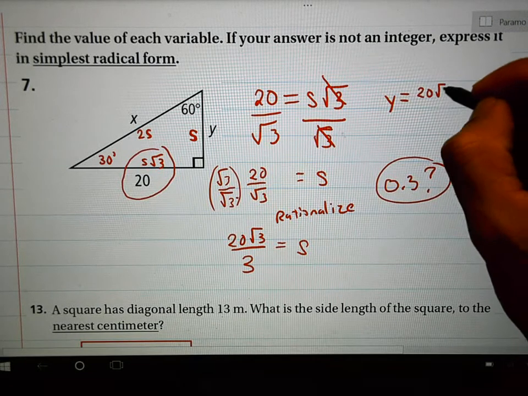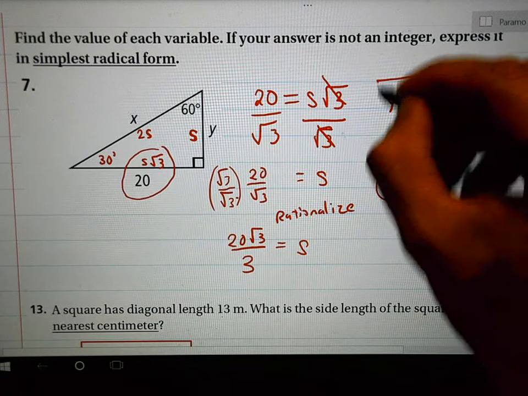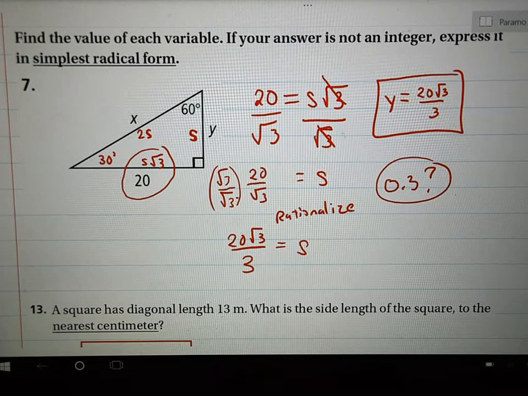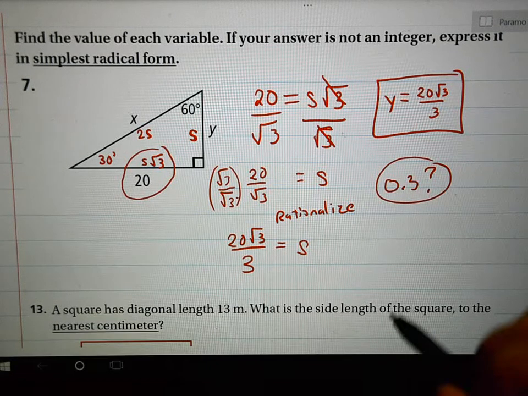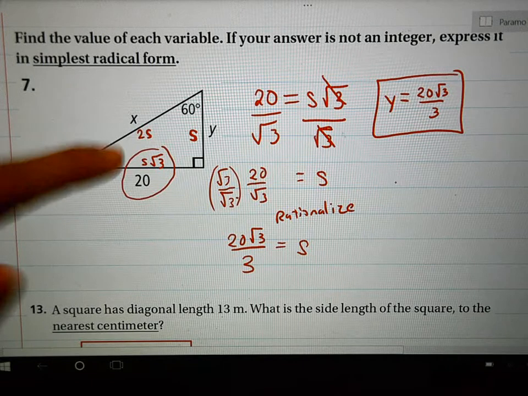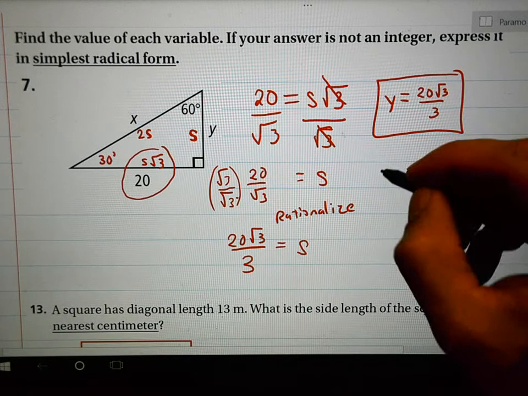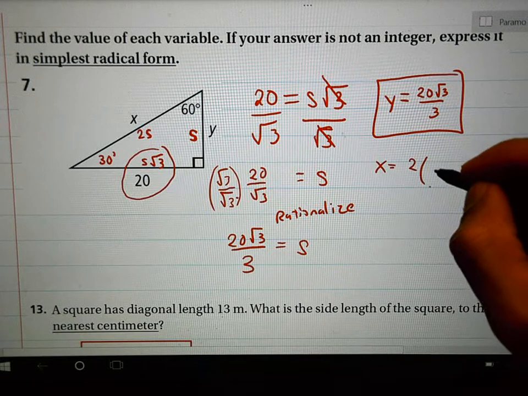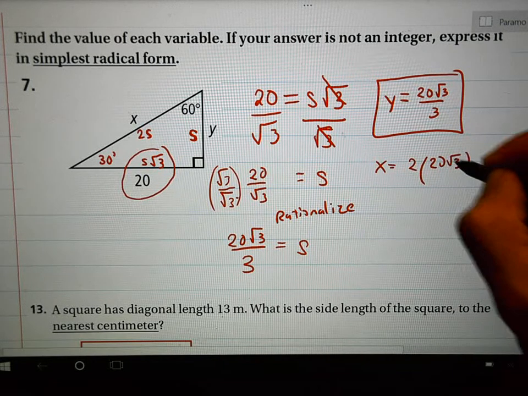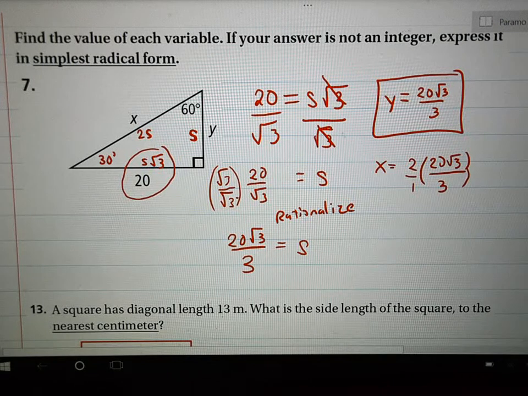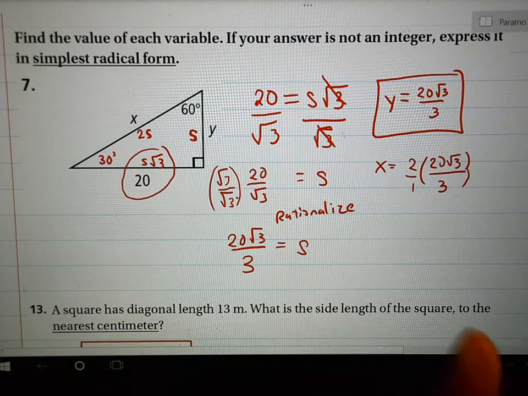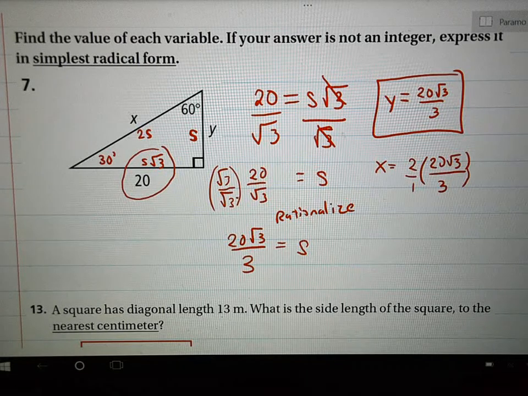I heard a lot of you say the correct answer. 20 root 3 over 3. Good. Now I need to double that, because if I go and try to find x, that is twice as big as what s is. So if I'm trying to do that, I'm going to do 2 times 20 root 3 over 3. Guess what? That's 2 multiplies the numerator only. Coefficient times the coefficient, it cannot go inside the radicand.